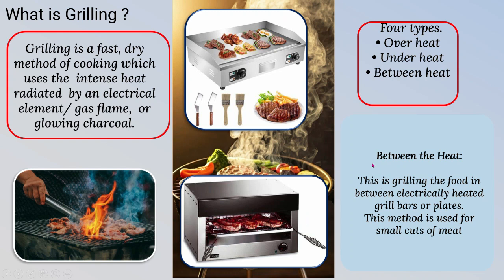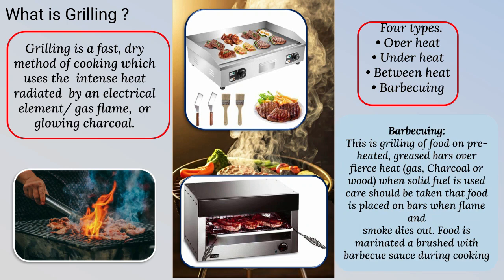Like this grill, the food is placed in between electrically heated grill bars or plates. This method is used for small cuts of meat. Clear? Another one is known as barbecuing, where there will be a flame, and on the skewer you can put the meat items and place it on the flame. Automatically it will be grilled.